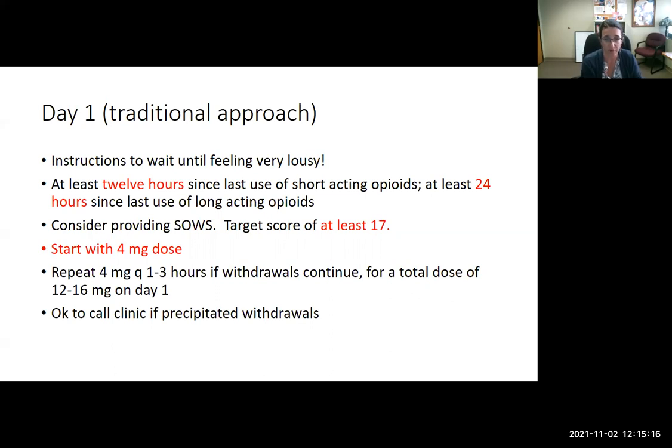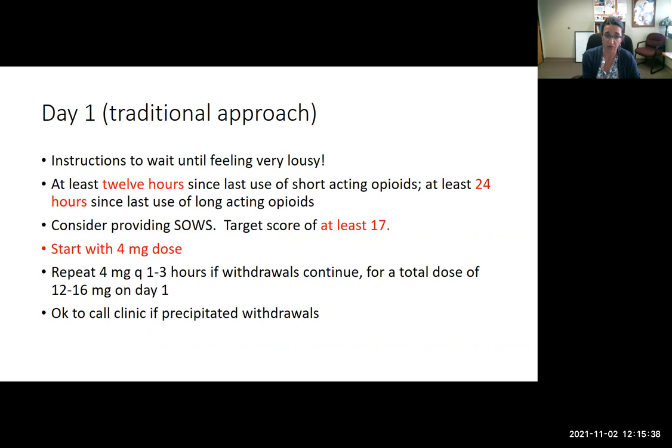Really, we're instructing people to wait until they feel very lousy, so feel like they're really experiencing significant withdrawal. And time frame matters too, but really you want to make sure that they're paying attention to their symptoms mainly, but at least 12 hours since the last use of short-acting opioids such as heroin, and at least 24 hours since the use of long-acting opioids.